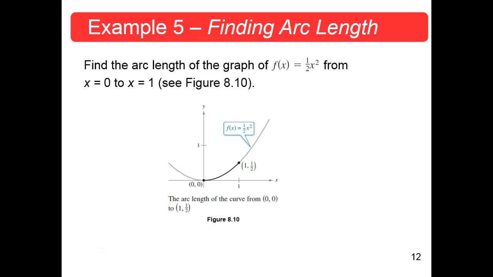Find the arc length of the graph of f of x equals 1/2 x squared, that's this parabola down here, from x equals 0 to x equals 1, as shown in the figure. We want the length of that arc down there. They show the input when x equals 0, of course this is 0. When x is equal to 1, this will be 1/2. So here is the arc length we're talking about, between (0, 0) and (1, 1/2).